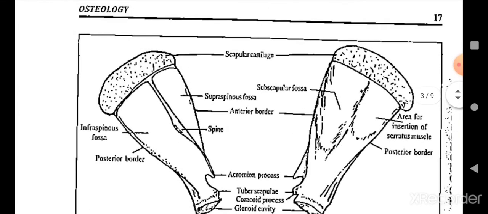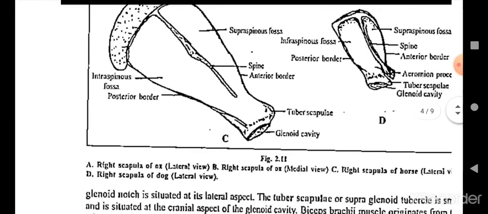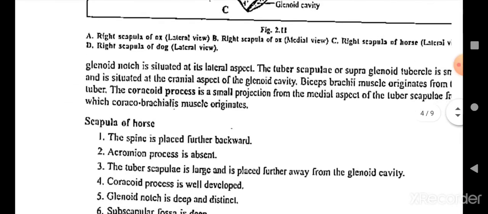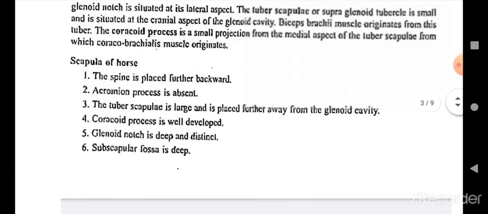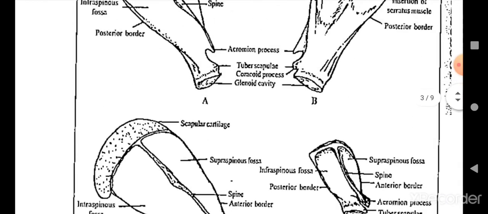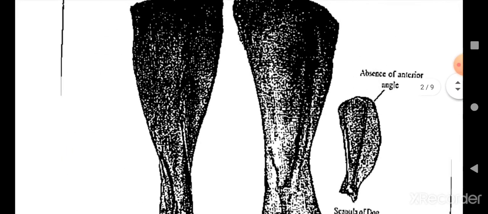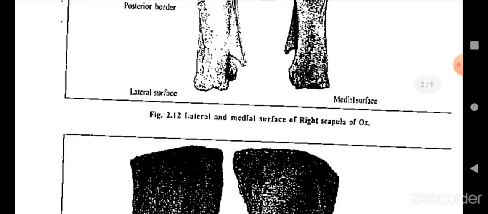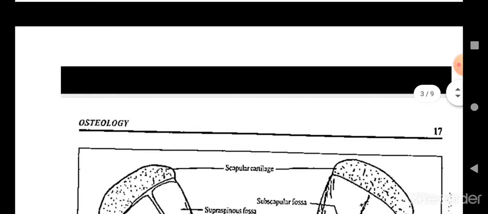This is about the scapula of ox. From the next video, we will discuss the species differences of the scapula: the scapula of ox compared with the horse. This question can be expected in examination, and the remaining species differences are focused on in objective type questions.